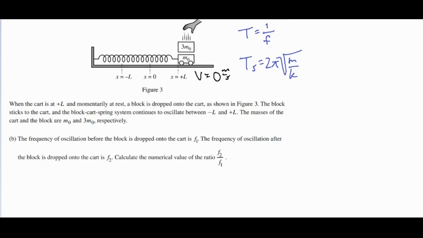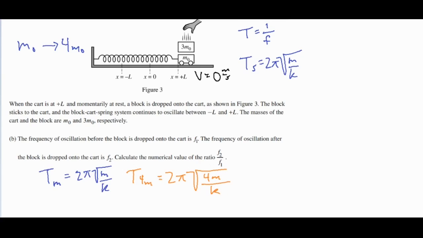And now I want to develop a ratio where the mass was originally m naught, and then adding 3m to it, it becomes 4m naught. Okay, so we have 4 times the mass. So I'm thinking that this is the original, the period for just the single m is 2 pi square root of just 1m over k. And then for my second one, the period for 4 times the mass is going to be the same exact thing, 2 pi square root of 4m over k.